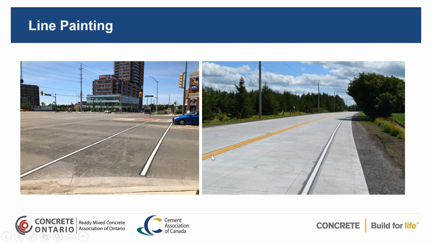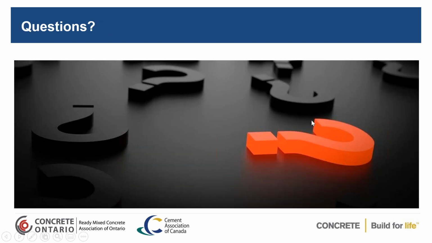Now, one key thing you have to do when you're doing your line painting is you want to sandblast off your curing compound to make sure that you get a good bond between the paint and the concrete. So you'd sandblast the area, place your black strip first, and then you'd place your white paint next to delineate that line. And that's it.